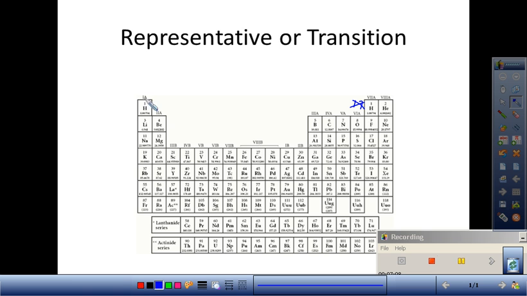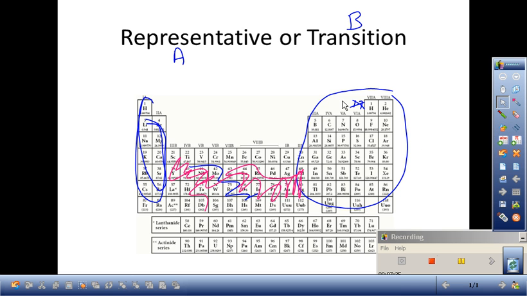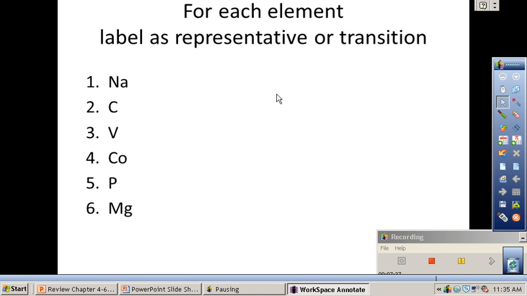And if you remember, the representatives are the A's. So anything with an A above it, those are representatives. Anything with the B above it is a transition. So these guys in here are transitions. Alright, so 2 definitions. So using your periodic table for each of these, go ahead and label it as a representative or a transition element. Pause the video. When you're done, continue on.